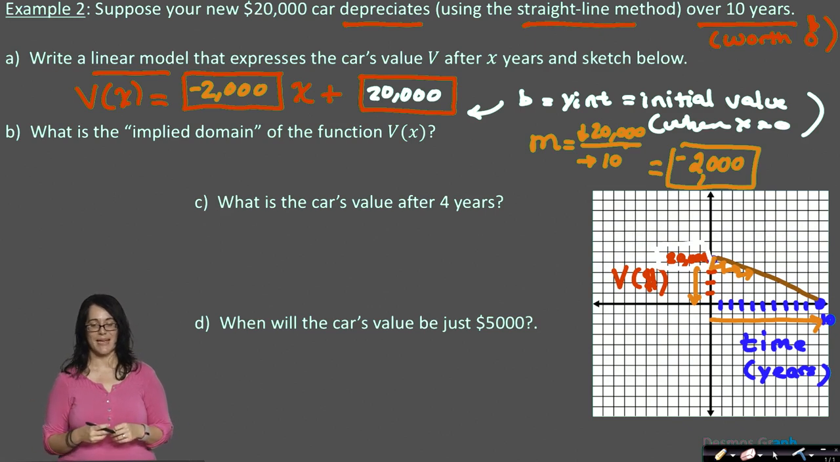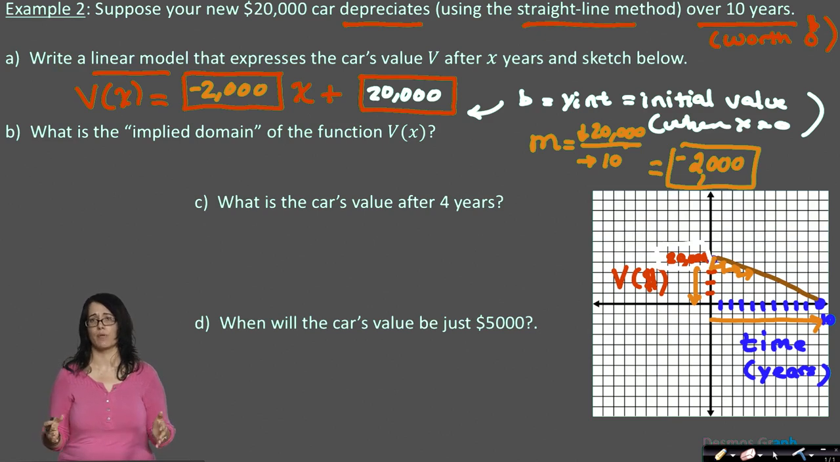Okay. The second question they ask us is, what is the implied domain of this function? Now, implied domain is an interesting concept. We know that for a line, if the line were allowed to continue to the left and to the right forever, its domain would be all real numbers, negative infinity to infinity. But the implied domain is related to the word problem at hand.